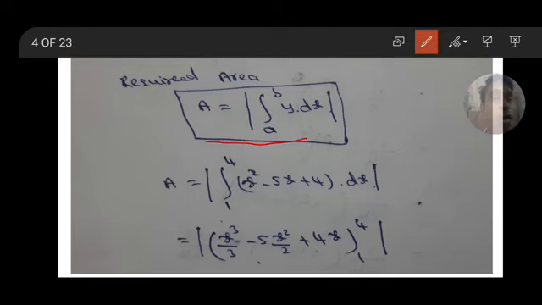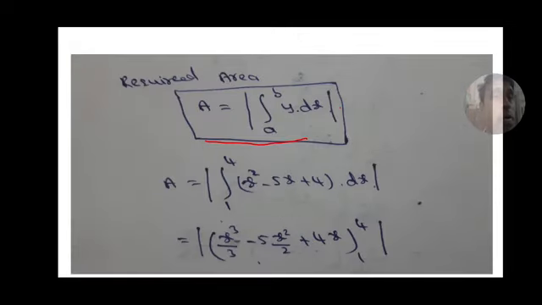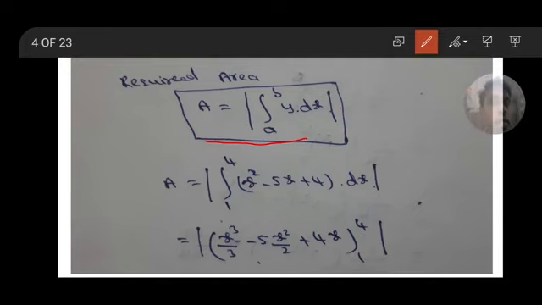So a equals 1, b equals 4. Integration from 1 to 4 of y, that is x square minus 5x plus 4, dx. So we integrate and substitute the values. The integral of x square is x cube by 3, of 5x is 5x square by 2, of 4 is 4x. Limits: upper limit minus lower limit.